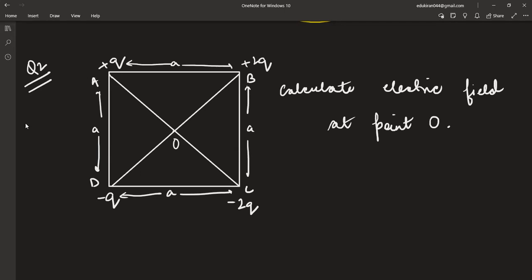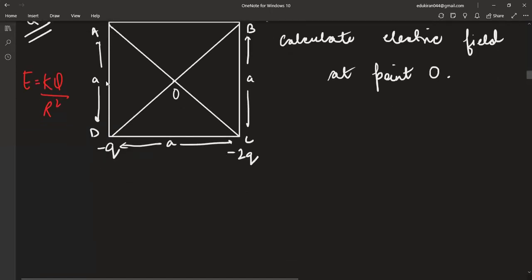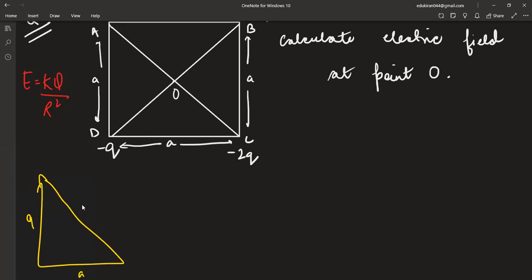For the formula, what is the formula of electric field? KQ by R square. Do we have the separation R square? We do not have it. What can we do? See, this is a bigger triangle, a right angled triangle. Use the Pythagoras theorem. Look at this triangle. This side is A, this side is A, this side is unknown. So AC or AD, both will be equal to under root A square plus A square, the diagonal. That becomes root 2A square, or we can say A root 2.